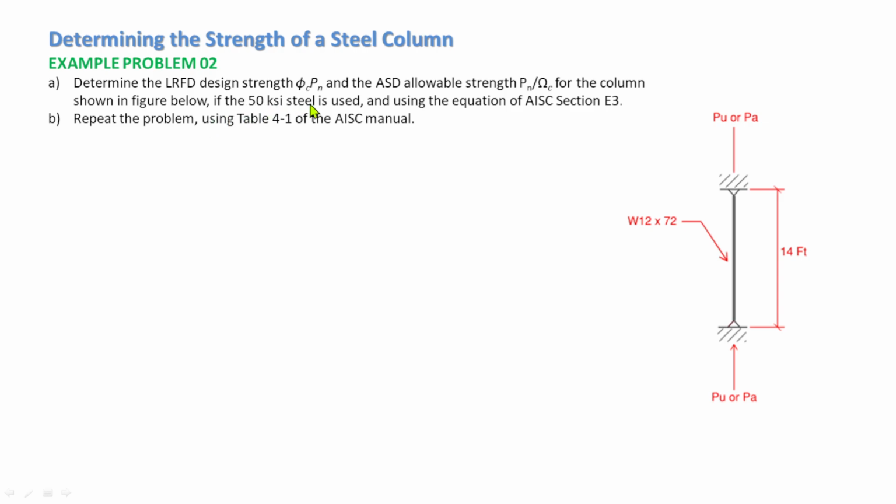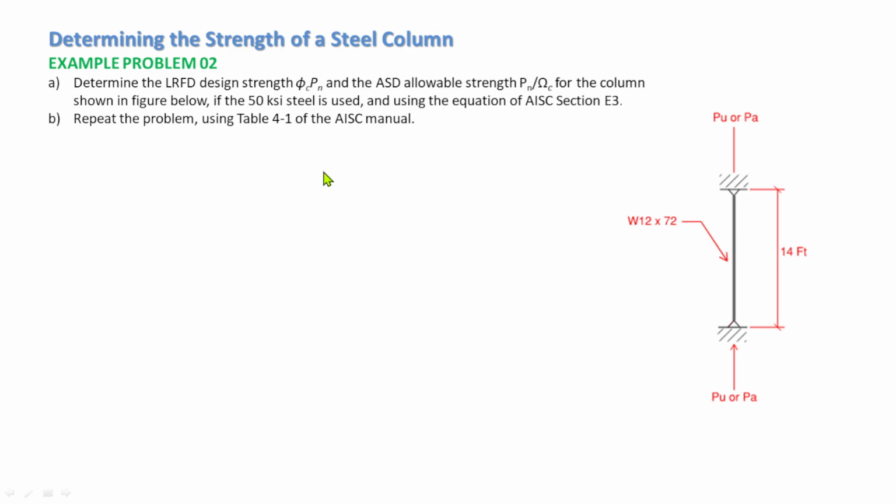If 50 KSI steel is used, and using the equations of AISC Section E3, we are required to determine the design strength and the allowable strength of the column using these equations, and we will check that in the table. The second one, we will just repeat problem A, but instead we are required to use Table 4-1 of the AISC Manual.